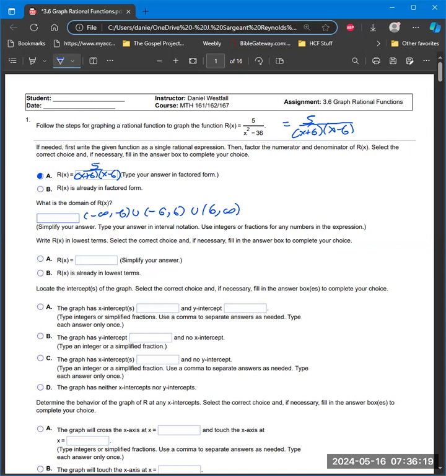There's nothing different here. R is already in lowest terms. None of the factors cancel. Locate any intercepts. No x-intercepts because the numerator can never be equal to 0. So my y-intercept is going to be when x is 0 here. Y is going to be 5 over negative 36. So the graph has a y-intercept of 0, negative 5 over 36, and no x-intercepts.